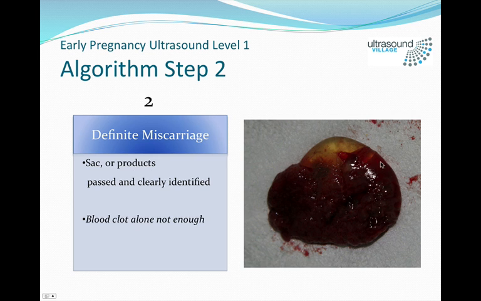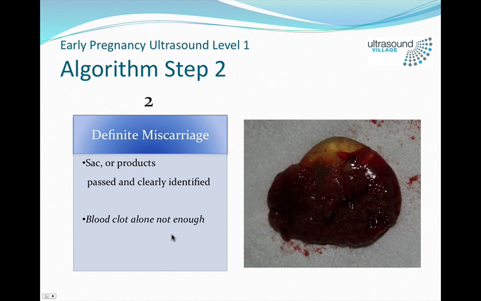So this is a gestational sac which has been passed. This is the sort of placental tissue. This is about a baked bean size 7-week embryo that's in here. If that comes out, it's a definite miscarriage. There's no doubt. That patient doesn't have an ectopic, unless it's one of those heterotopics I mentioned, but that patient doesn't have an ectopic pregnancy. It's a definite miscarriage. Blood clot alone, not enough to say it's a definite miscarriage.